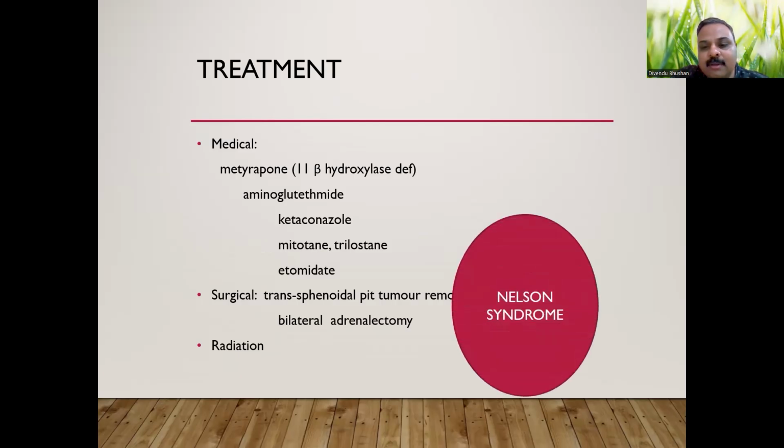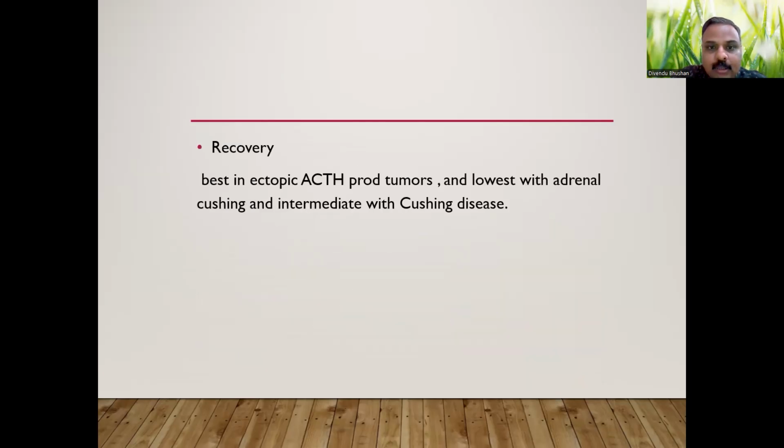Nelson syndrome is when we do a bilateral adrenalectomy wrongly and the tumor was there in the pituitary, so the tumor becomes more aggressive after the adrenalectomy; then it is called Nelson syndrome. Recovery occurs best in the ectopic ACTH producing tumors, lowest with adrenal Cushing's, and intermediate with Cushing's disease.